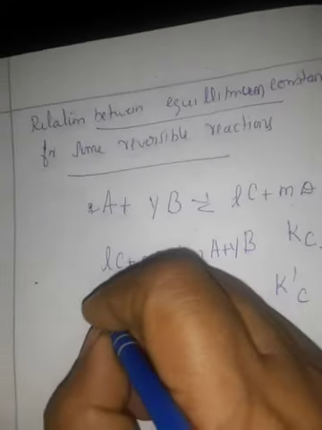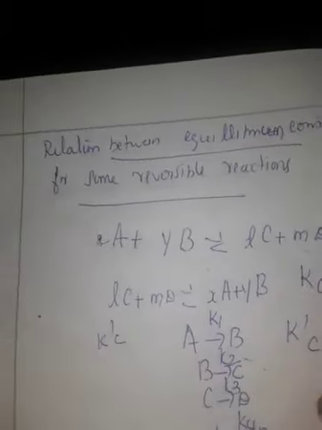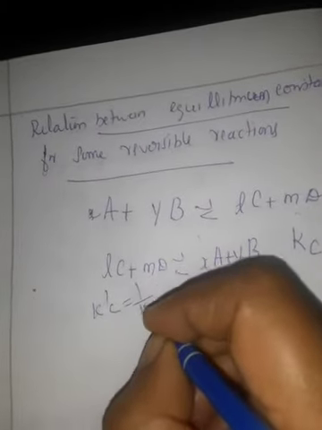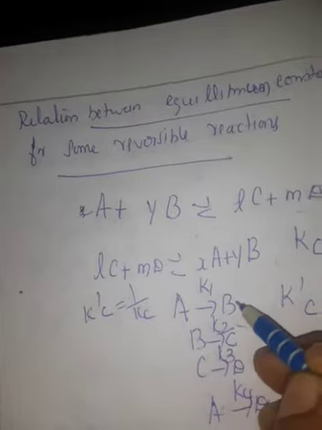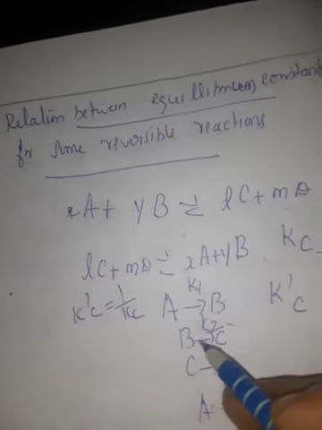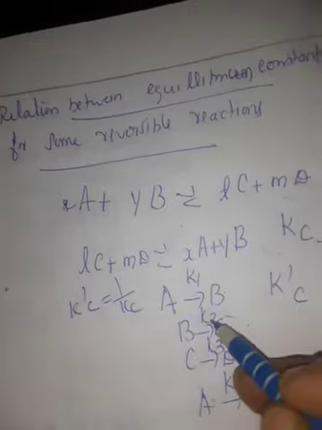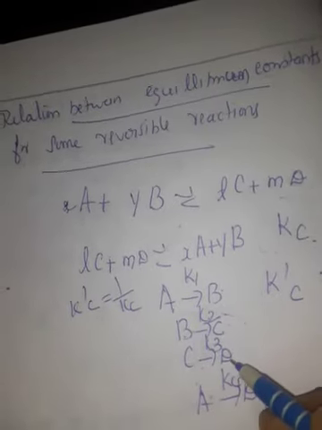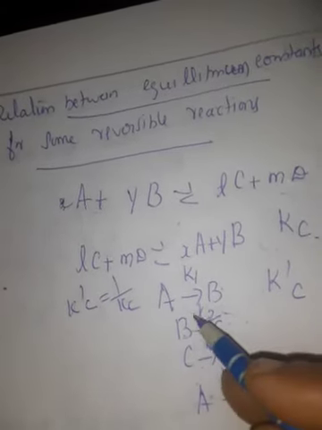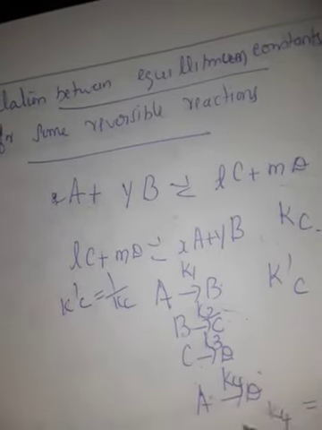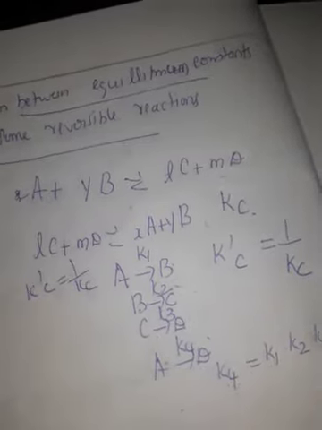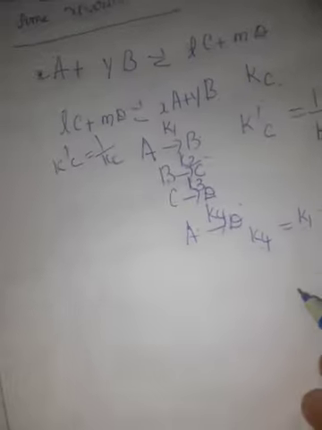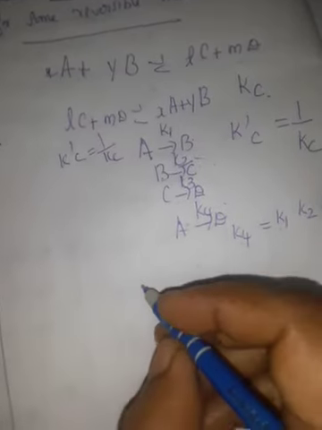What is K dash c? That is the reciprocal of Kc, that is 1 by Kc. Now suppose a reaction A giving B, constant K1 is used, B giving C, K2 is used, C giving D, K3 is used. So for the reaction A to D, the term K4 is used. What is K4? K1 into K2 into K3. These are the constants used in a reversible reaction.